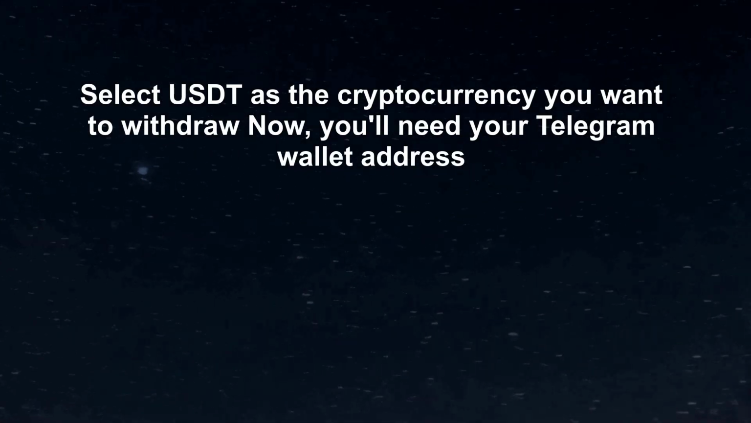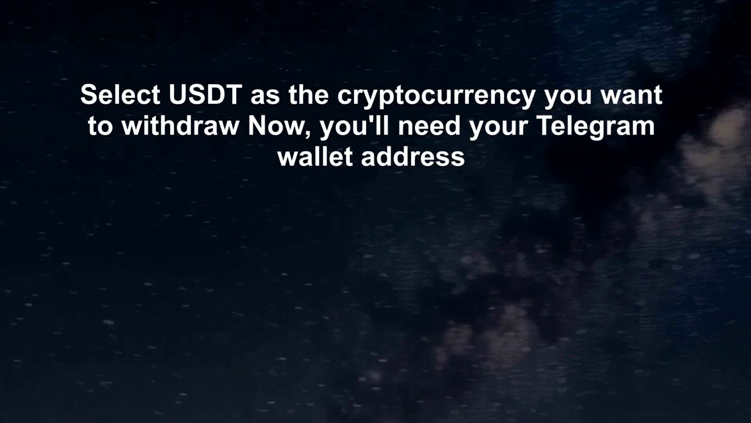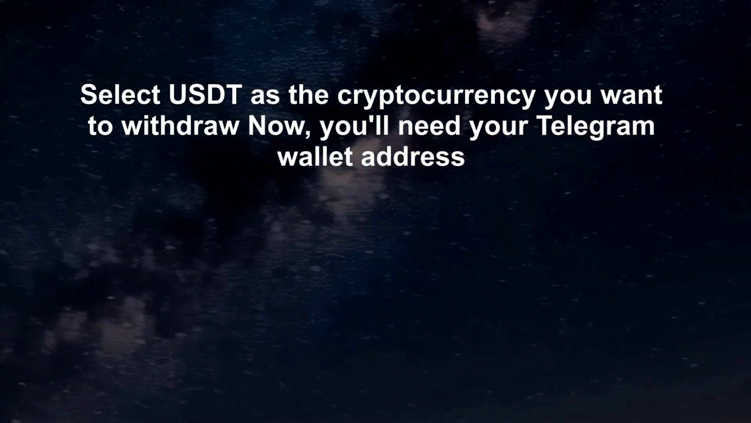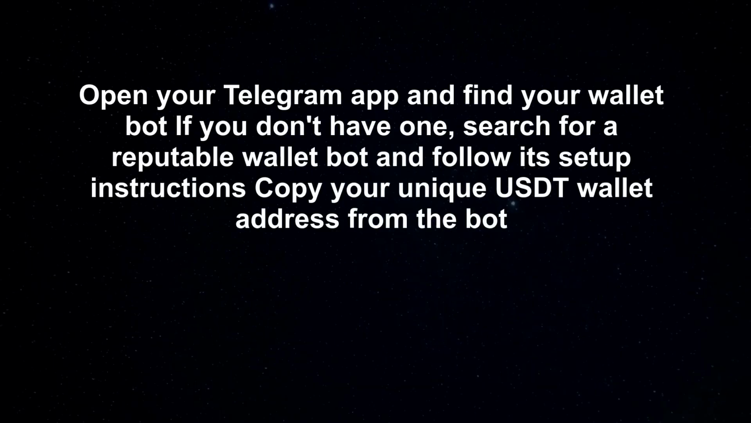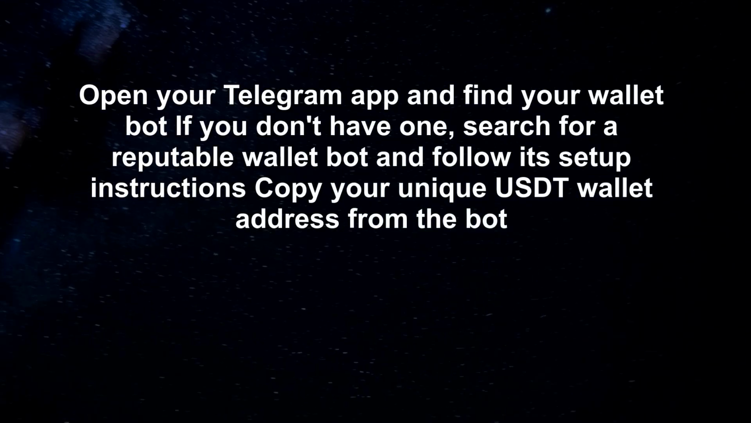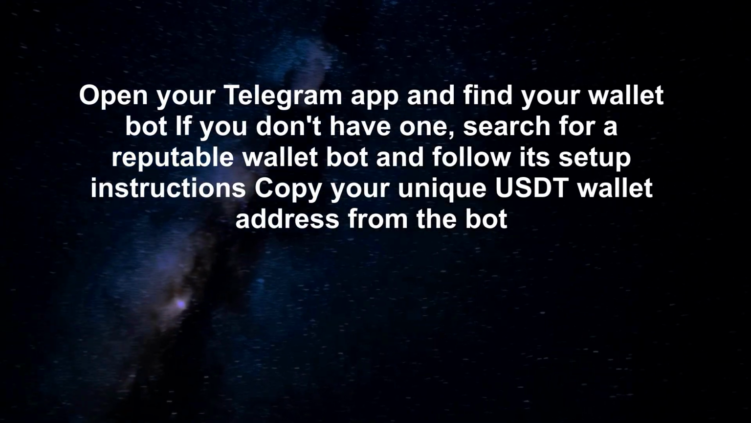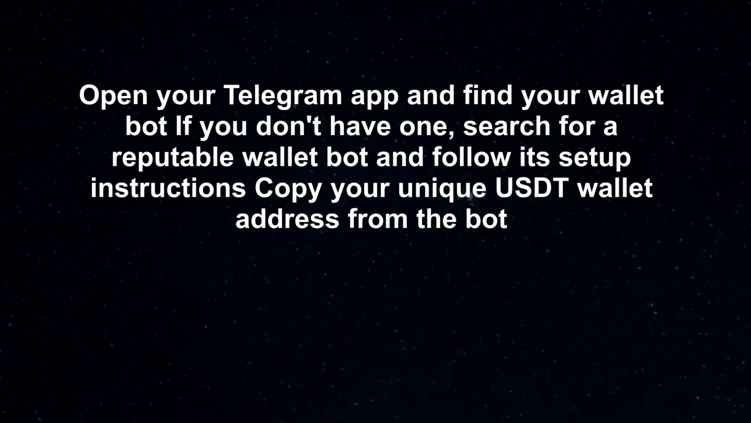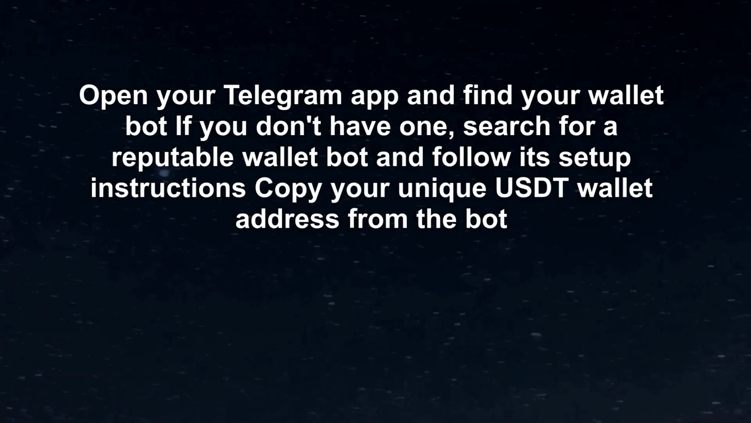Select USDT as the cryptocurrency you want to withdraw now. You'll need your Telegram wallet address. Open your Telegram app and find your wallet bot if you don't have one. Search for a reputable wallet bot and follow its setup instructions. Copy your unique USDT wallet address from the bot.